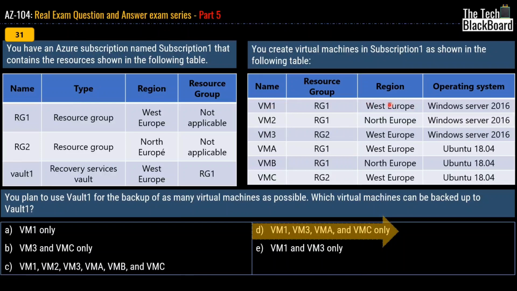So we have VM1 in West Europe, VM3 also in West Europe, A also in West Europe, and then similarly C is also in West Europe. So what does that mean?